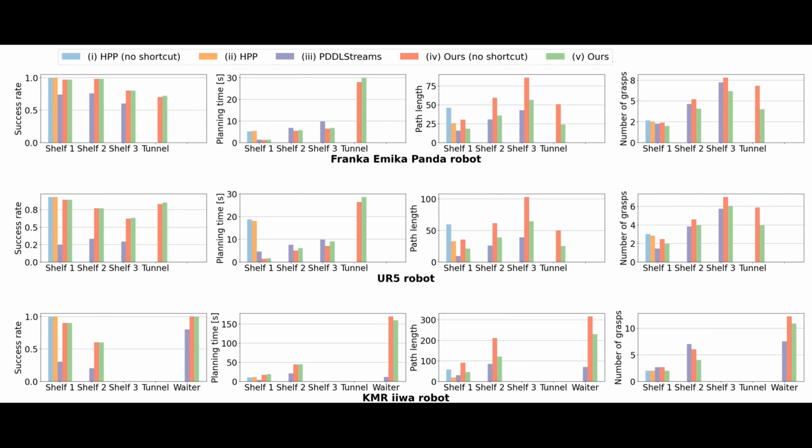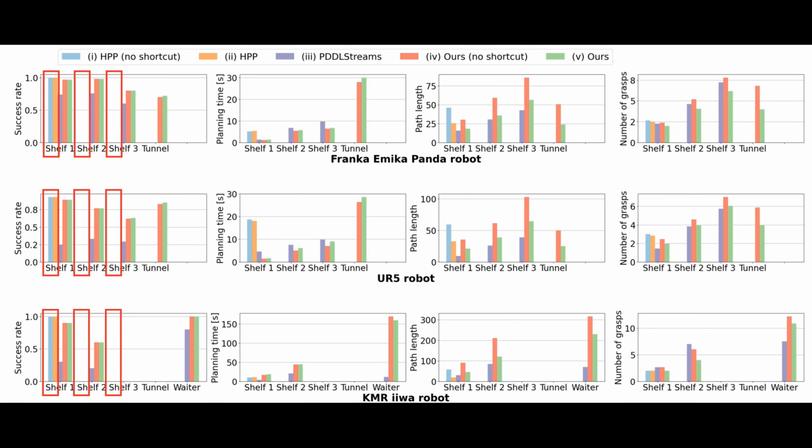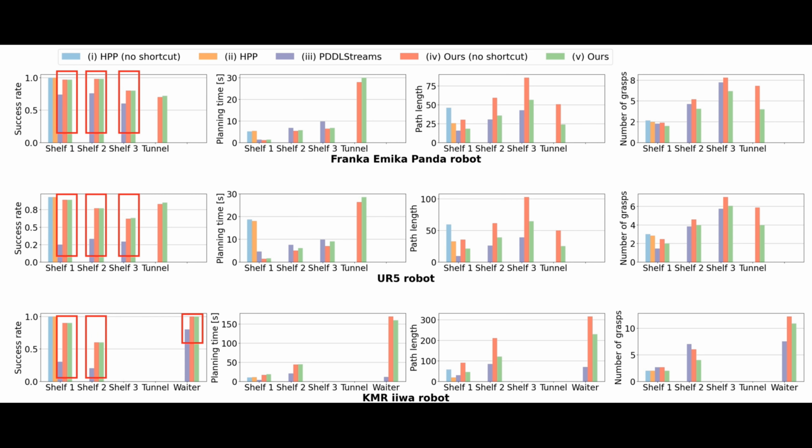We compare the proposed approach with the following baselines: RT Connect implemented in HPP without and with path optimization, PDDL stream method, and the proposed approach without and with path optimization. HPP fails to solve shelf task for more than one object in the given time limit. Our method outperforms the PDDL stream planner based on the success rate.